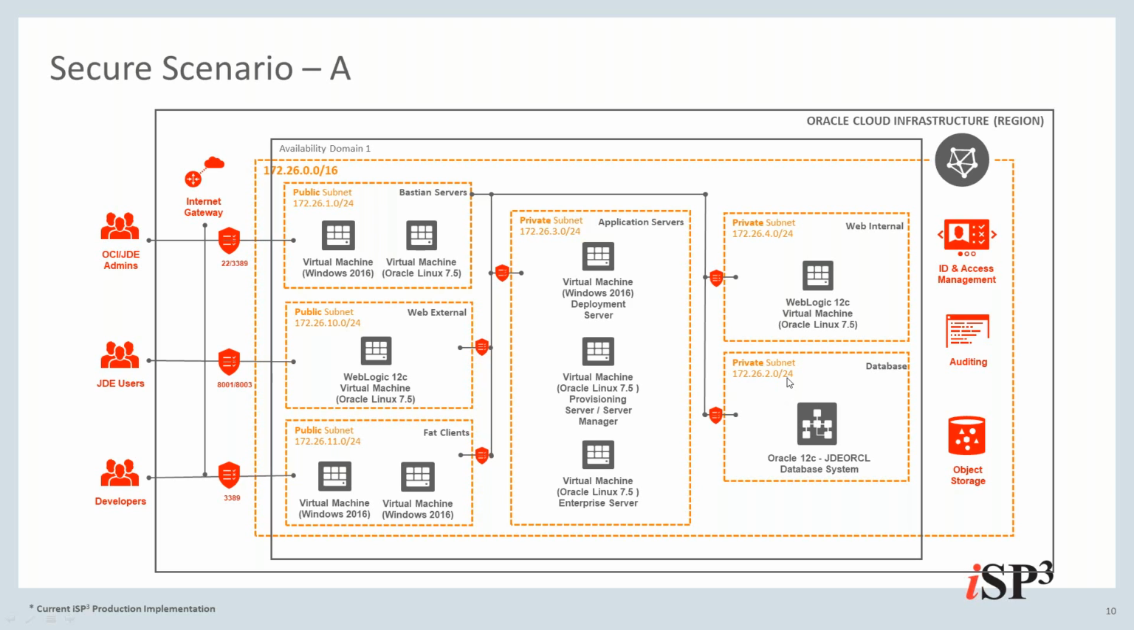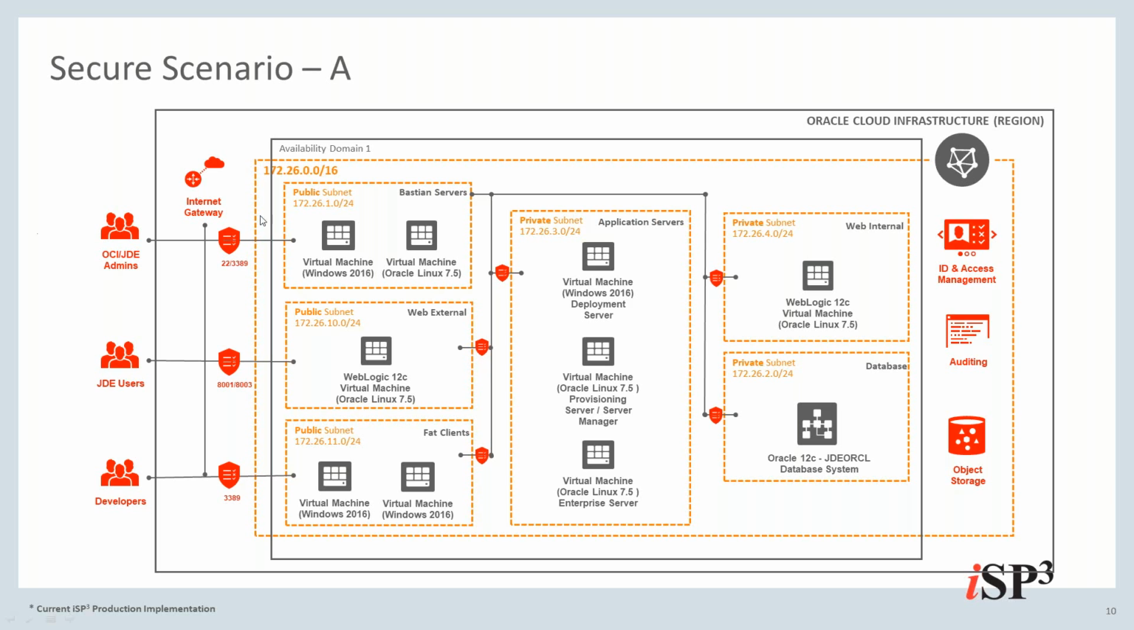The database sits on a separate IP range, and this is kind of a web internal. It's one of the test instance subnets that I have. Again, that sits in a separate subnet range, and the deployment server, server manager, and enterprise server sit in their own subnet range. All the fat clients sit in a separate one, and web and Bastion all sit in separate subnets.